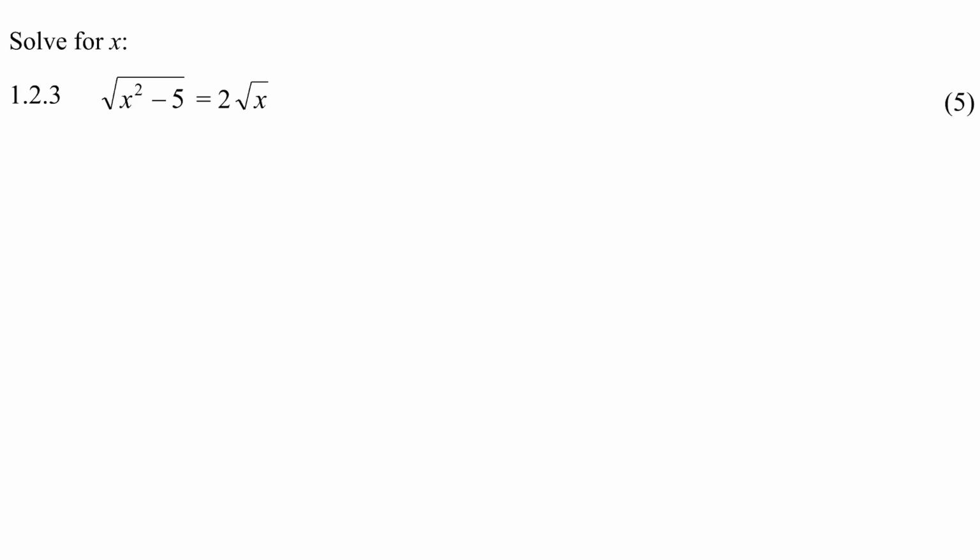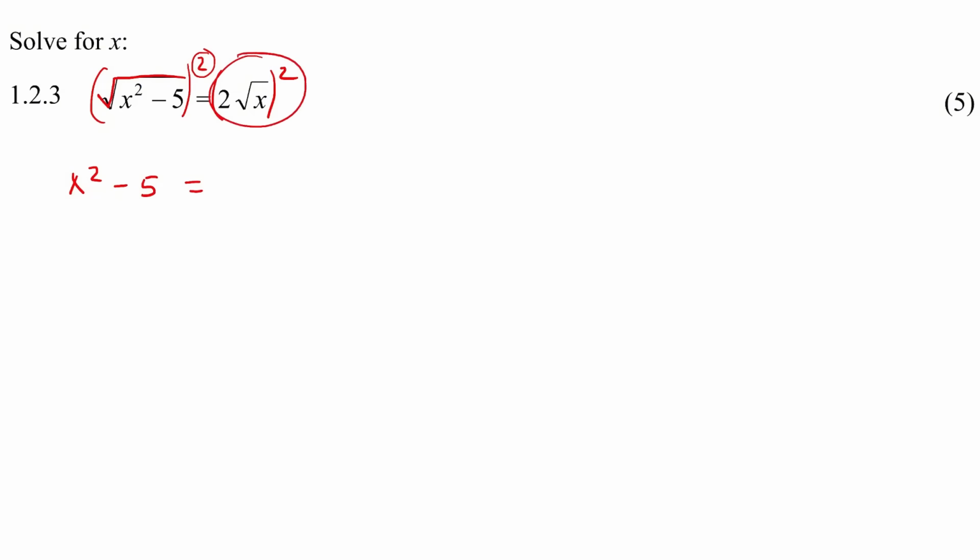Okay, whenever we have an equation where we've got square roots like this, we need to get rid of the square roots. So in this question, what we can do is square both sides. And so what happens is that this 2 completely removes the square root, so you're just going to be left with x squared minus 5.